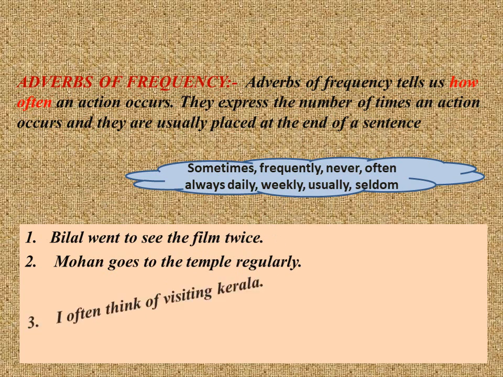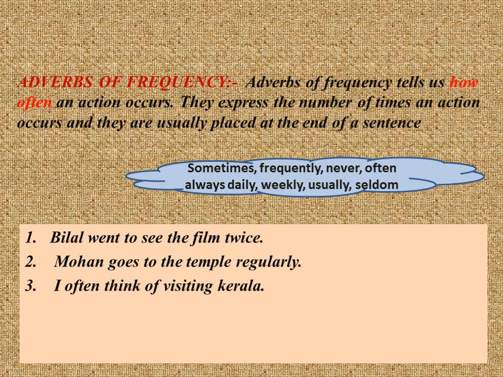Let's take the third example. I often think of visiting Kerala. So, the word often itself, how often? Often. So, often over here is adverb of frequency. The next one is, the king sometimes travelled in disguise. How often did the king travel in disguise? Sometimes. So, sometimes will be your adverb of frequency.